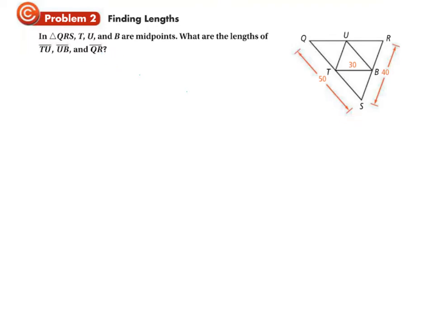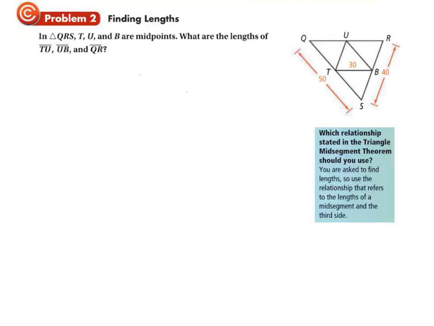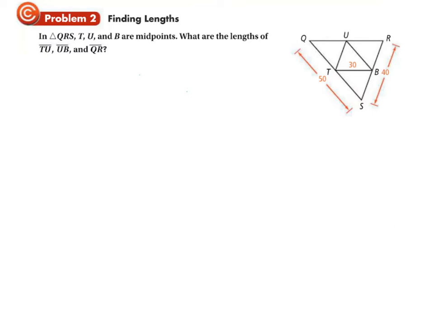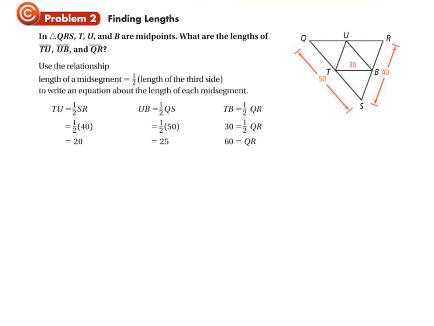It's a fun fact, and we know this in our midsegment theorem. There are several parts to it, and which part do we want to use? You're asked to find the length, so we're going to use a relationship that refers to the lengths of the midsegment and the third side, meaning the midsegment is always half the length of the opposite side. Or if we knew the midsegment, like in this case, we could double it for that side. So what do we get for the relationships?